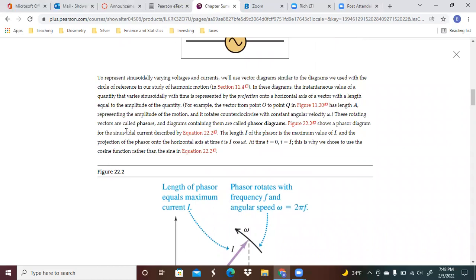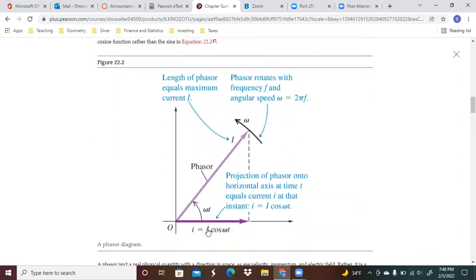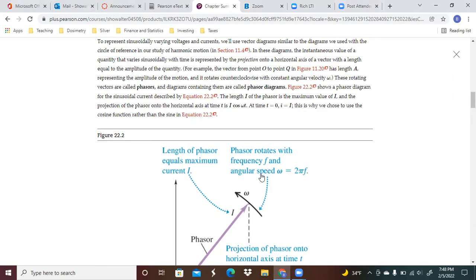So these rotating vectors are going to be called phasors, and the diagrams containing them are going to be phasor diagrams. So this is a phasor diagram for the sinusoidal current. The length I of the phasor is the maximum value of I, and the projection of the phasor onto the horizontal axis is going to be that maximum times the cosine of omega t. So at time 0, I is going to be equal to I. The instantaneous value is going to be equal to the amplitude.